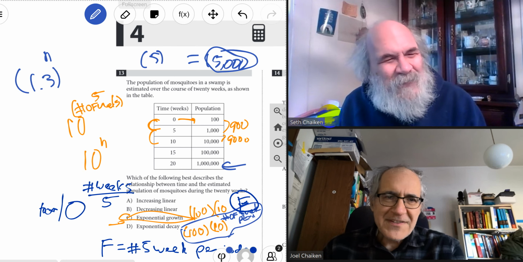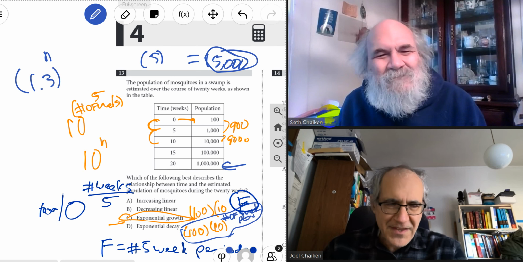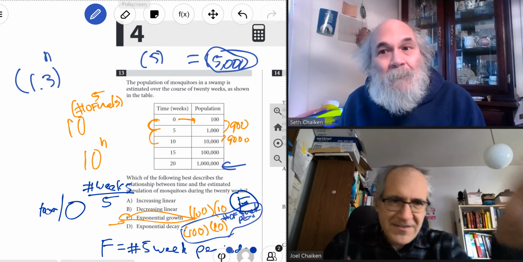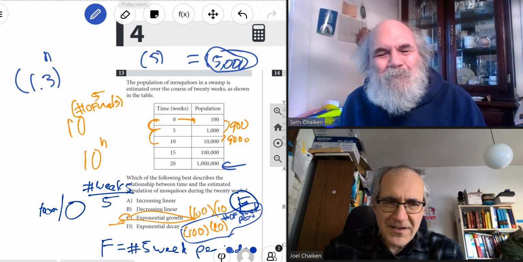It obviously has a minus sign in there because eventually something gets limited and something has to cut off. The growth can't go on forever.